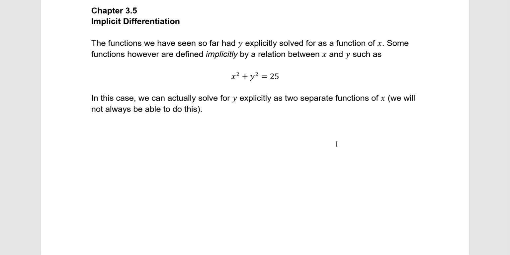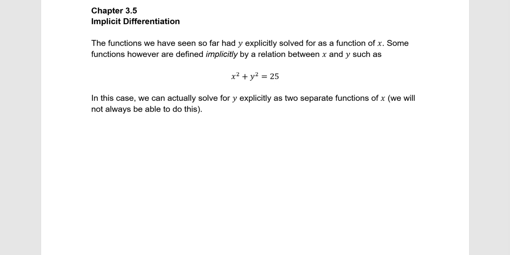In this section, we're going to be going over implicit differentiation. So far when we've been taking derivatives of functions, we already had y solved for. So for example, we would have something that says, take the derivative of y equals 3x plus 2. Now, when we're taking the derivative, we are not going to have y explicitly solved for, and that means these functions are going to be defined implicitly.